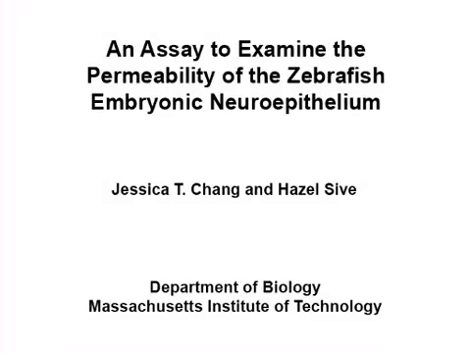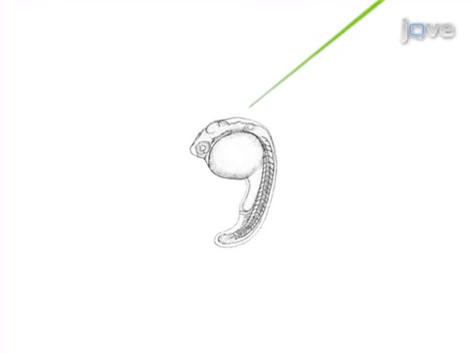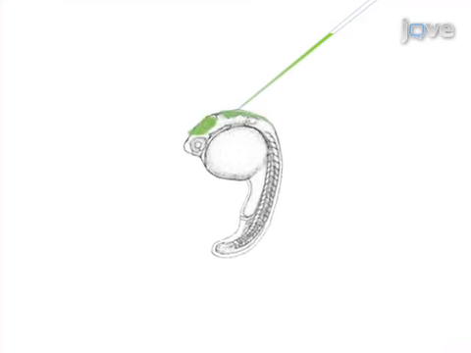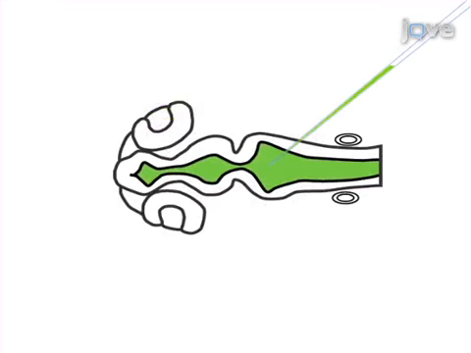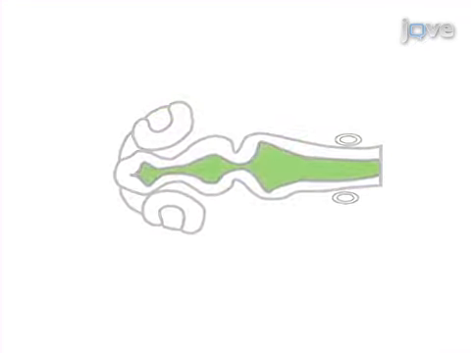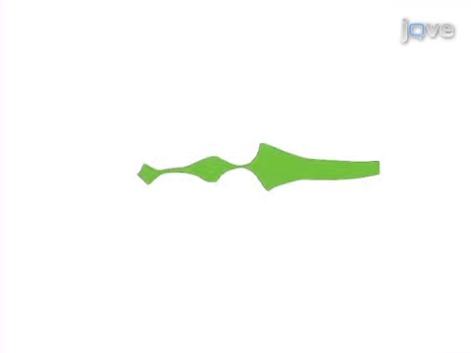The overall goal of this procedure is to quantify permeability of the zebrafish embryonic neuroepithelium. This is accomplished by first injecting a 70 kilodalton FITC-dextran into the brain ventricles. Next, a time course of bright field and fluorescent images is acquired.